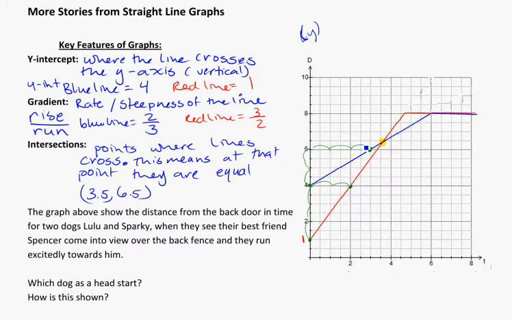So now if we want to look at this graph, instead of just as numbers on there, let's think about the story that it actually tells. So what I'm going to look at here is trying to decide information based on the story that this graph gives us. And here we see the graph above, or in this case to the right, shows the distance from the back door in time for two dogs, Lulu and Sparky. And I'll tell you that Lulu is the blue dog and Sparky is the red one. Well, it's not a blue dog, but it's represented by the blue line.